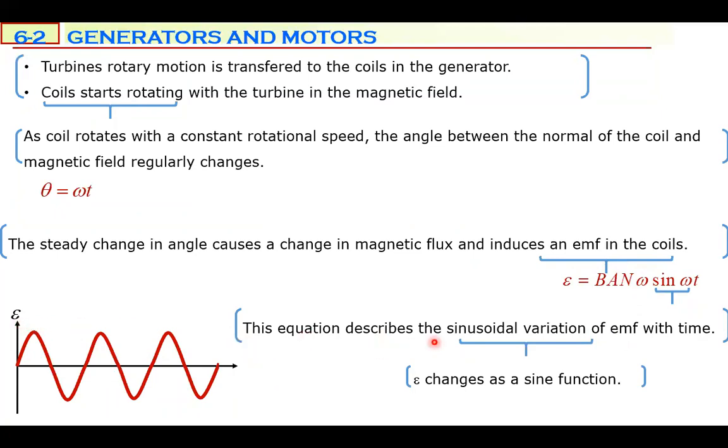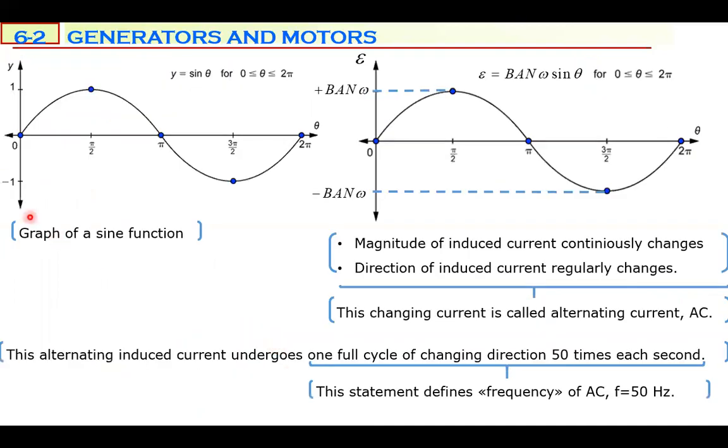This equation describes that sinusoidal variation of the EMF with time. E changes as a sine function. As time passes, E is changing as a sine function. This is a graph of the sine function. As I said, the maximum value of induced EMF is the boundary, positive E max and negative E max. So this EMF is changing between these two maximum values.